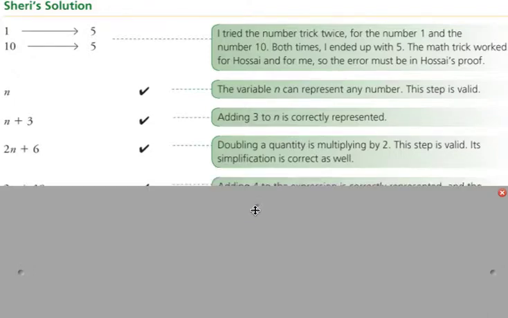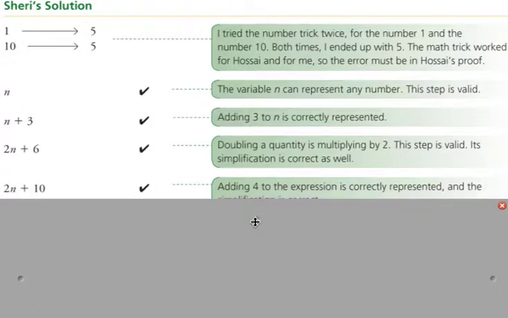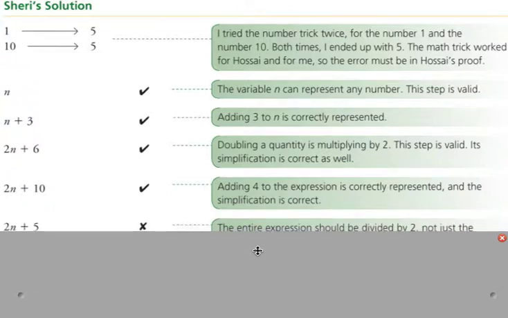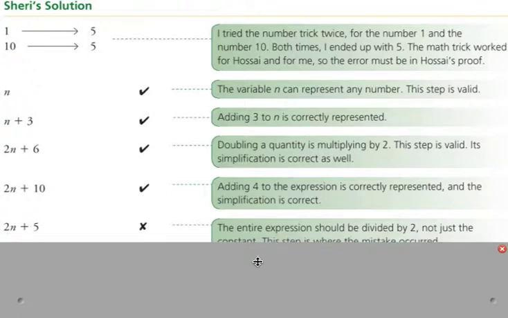Now our next step is to add 4. So adding 4 to 6 is just 10. The next step is to divide both sides by 2, or divide everything by 2. Now when you divide it by 2, at this step, we have a mistake here, because when we divide this by 2, we should get n plus 5.